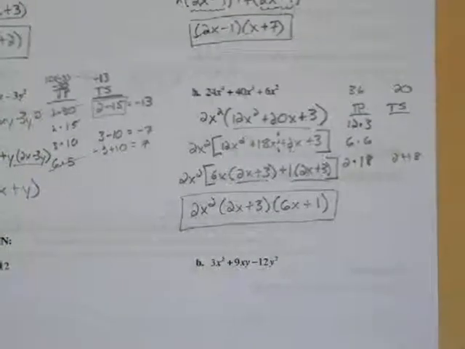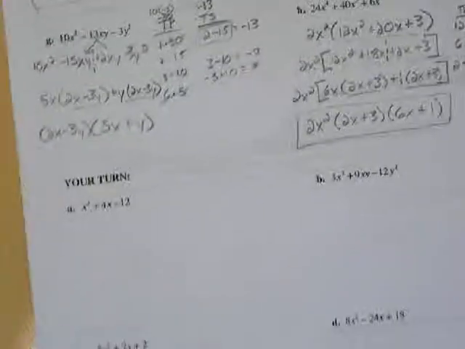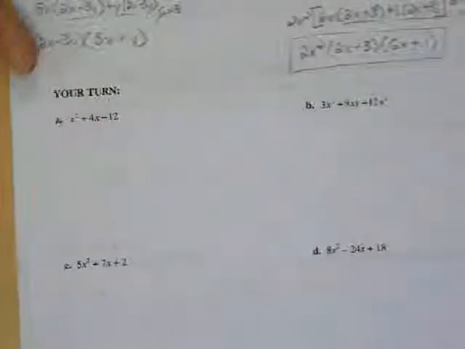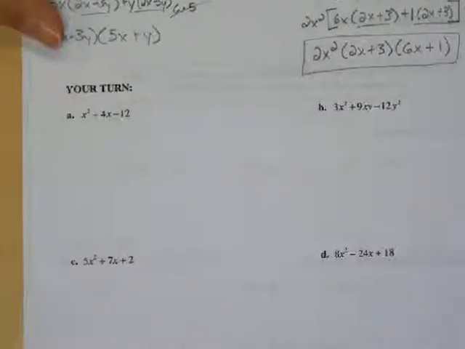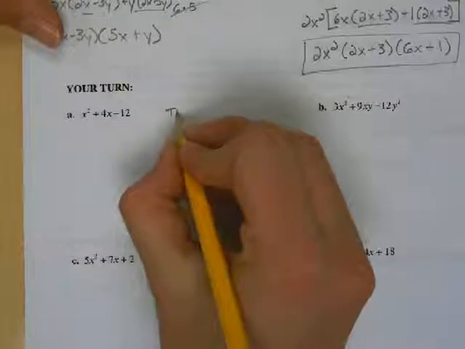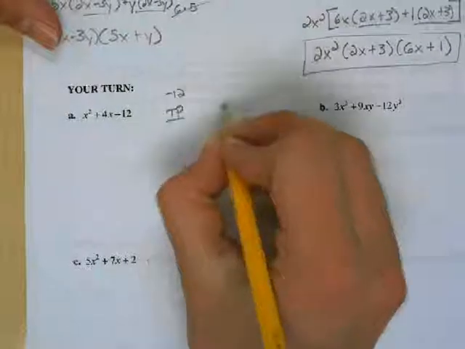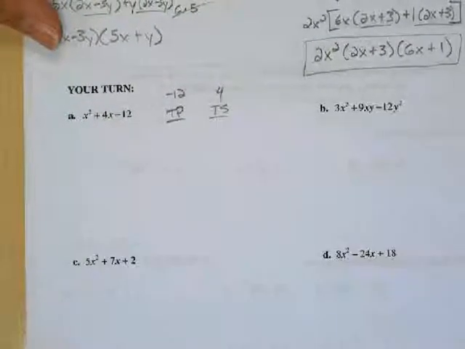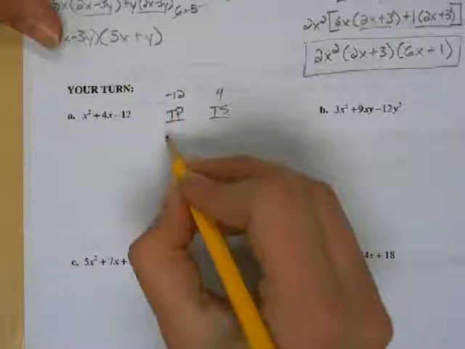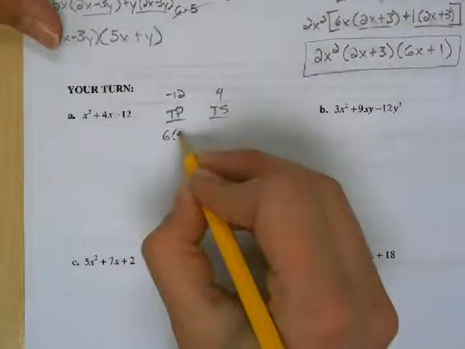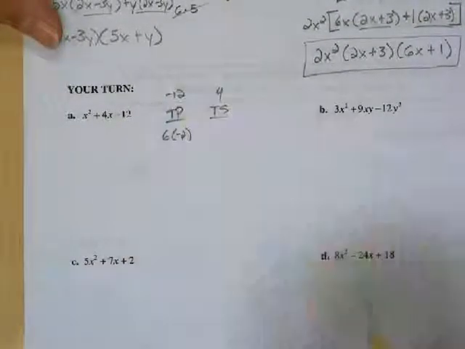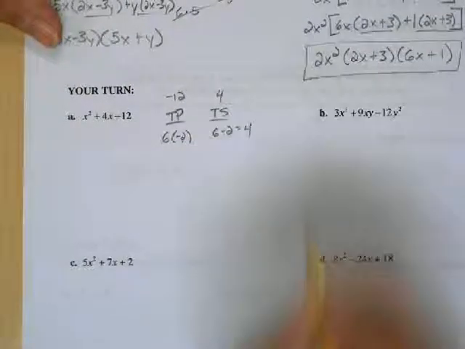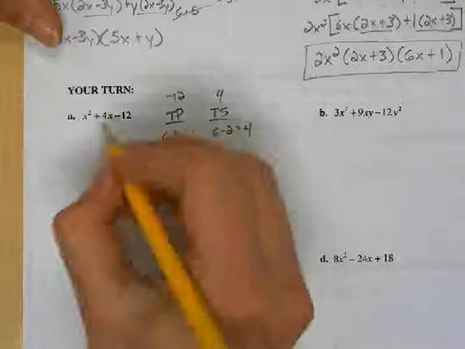Okay, so moving on, you have 4 remaining. These were your terms that we did in class, but just for the sake of making sure you have as many examples as possible, I'll go ahead and run through them. Target product is -12. Target sum is +4. Two numbers that multiply to -12 but add to a +4 would be 6 and -2. 6 times -2 is -12. 6 minus 2 is +4. So 6 and -2, those are my middle terms.